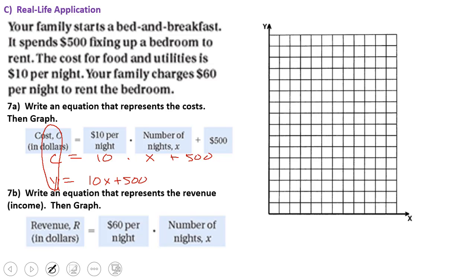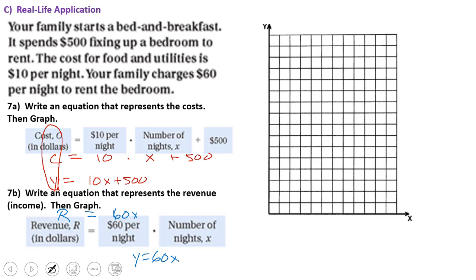Write an equation that represents the revenue. That's the income, the amount of money that we're going to make when it's rented, and then we're going to graph that. So once again, the revenue is equal to $60 per night. So that's 60x, or y equals 60x, right?